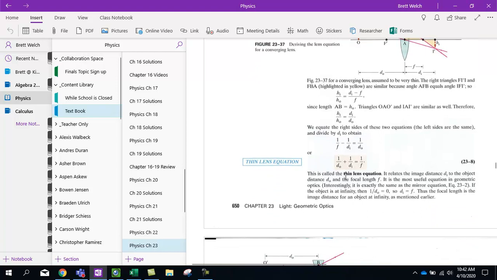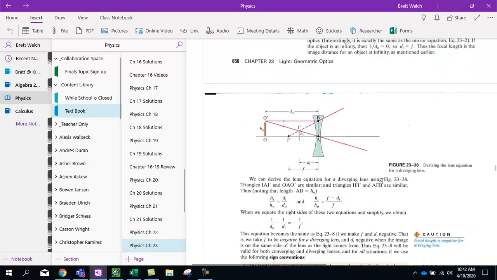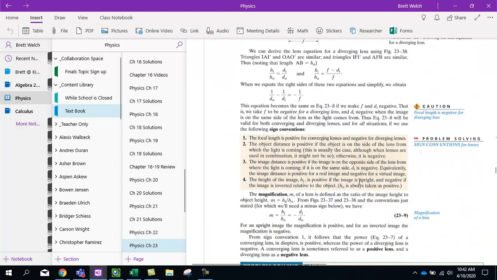Now, the thin lens equation, this is the one that we're going to use a lot. You've already used this with the mirrors: 1 over the distance of the object plus 1 over the distance of the image equals 1 over the focal length. Where we're going to be specific here and making some changes is in some of the sign conventions. Focal length will be positive for converging, negative for diverging.